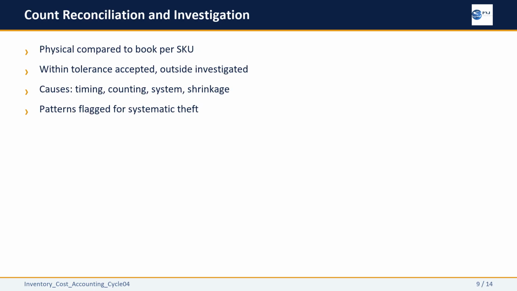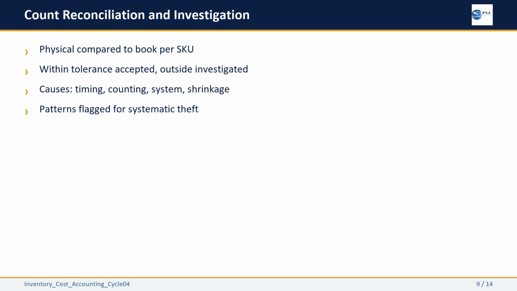Now, once you have those numbers, you have to reconcile them. Once counting is done, the physical quantity is compared to the system, or book, quantity for every SKU. Within tolerance, it is accepted. Outside tolerance, investigation is required before any adjustment is posted. You never just plug the number.